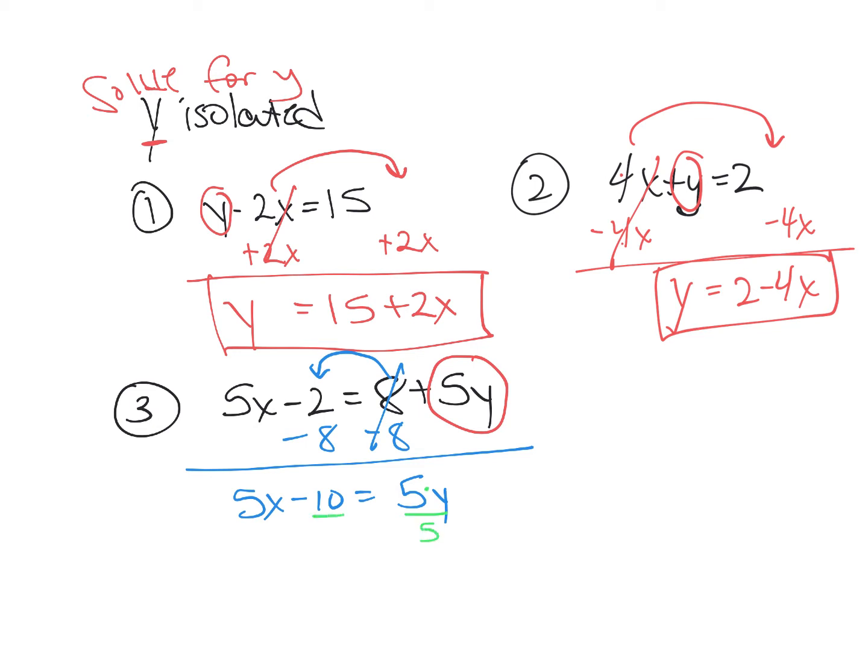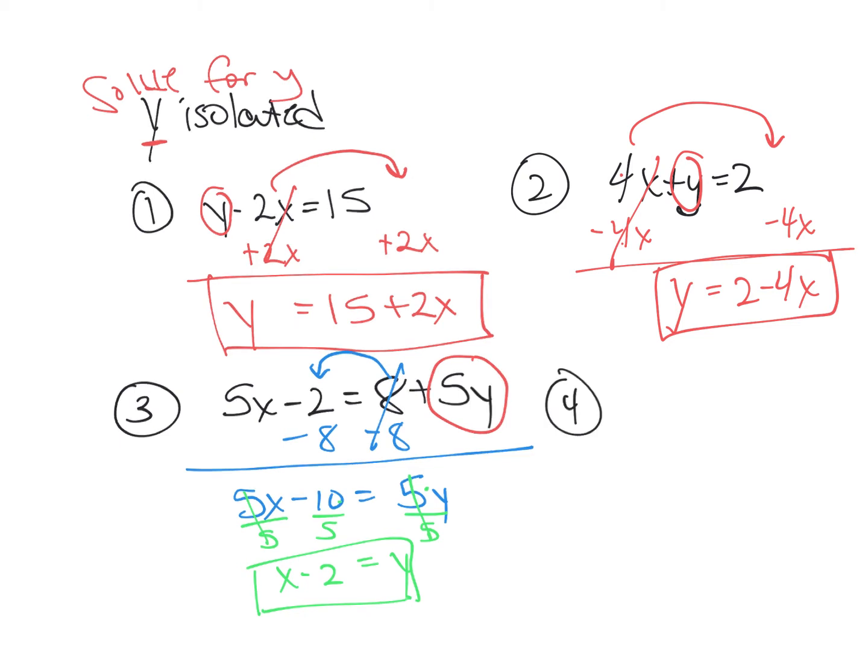So remember, I'm going to divide each one by 5. Simplify as we go. 5 divided by 5 is 1. So we get x minus 2. 10 divided by 5 equals, 5 divided by 5 is 1, y.